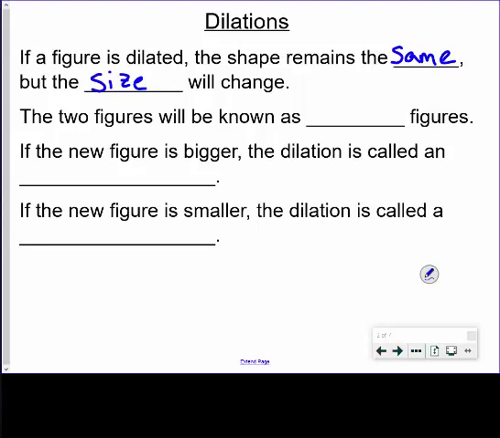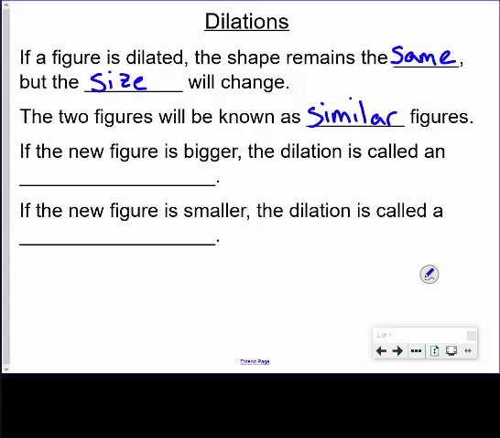Alright, who's ever got their eyes dilated at the eye doctor? They put those little drops in your eyes and your pupils get huge? That's basically what we're doing. The two figures are the same shape but a different size. These are special, they're called similar. And we'll talk more about that Thursday.